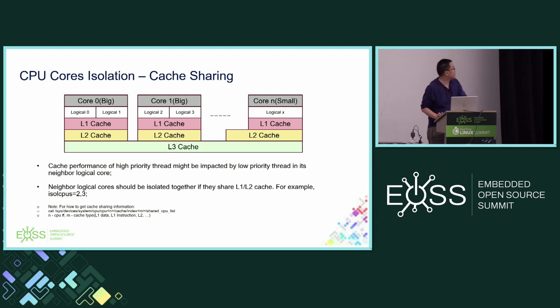For how to get cache sharing and related information, I add a note here. There is a sysfs interface. The path is /sys/devices/system/cpu/cpuN/cache/index. This folder has all kinds of cache related information, for example, cache size, cache type, and cache sharing information. Please isolate the logical cores together if they share L1 and L2 cache.